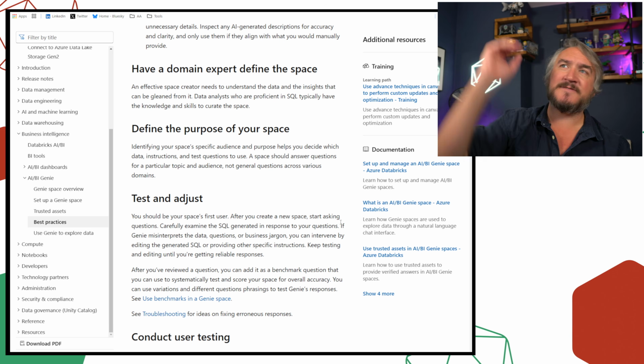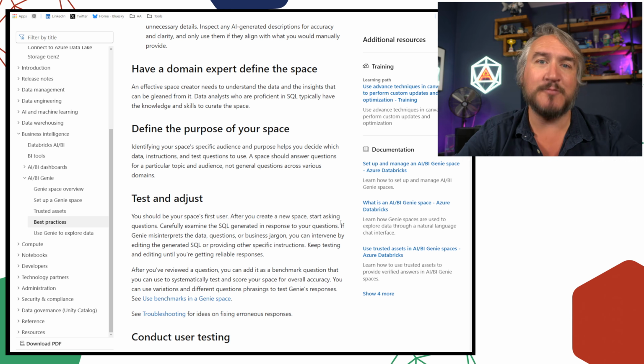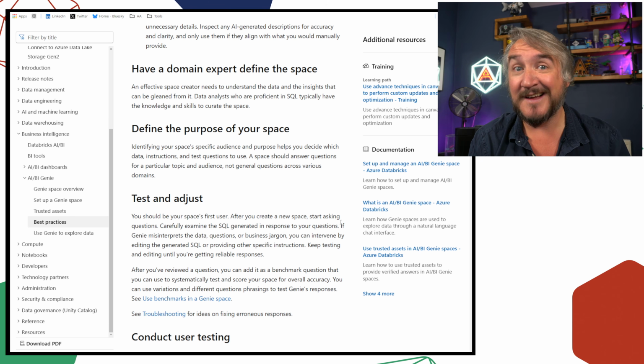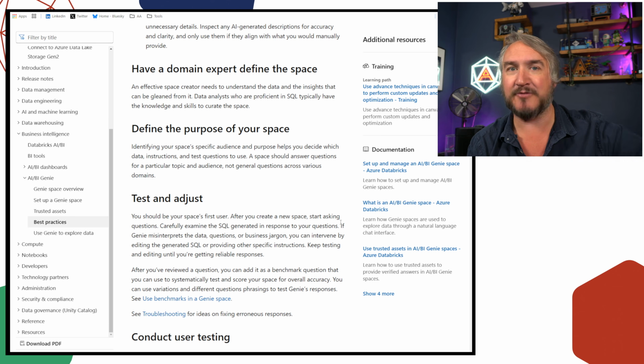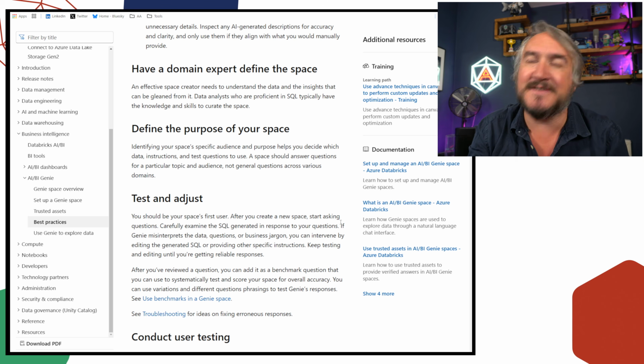Have a domain expert define the space. Well, yeah, it's the age-old problem, right? We've seen so many times a team of data engineers told, okay, we need a new data model about this particular process. Go and build something about, I don't know, our manufacturing line, the efficiency of it.